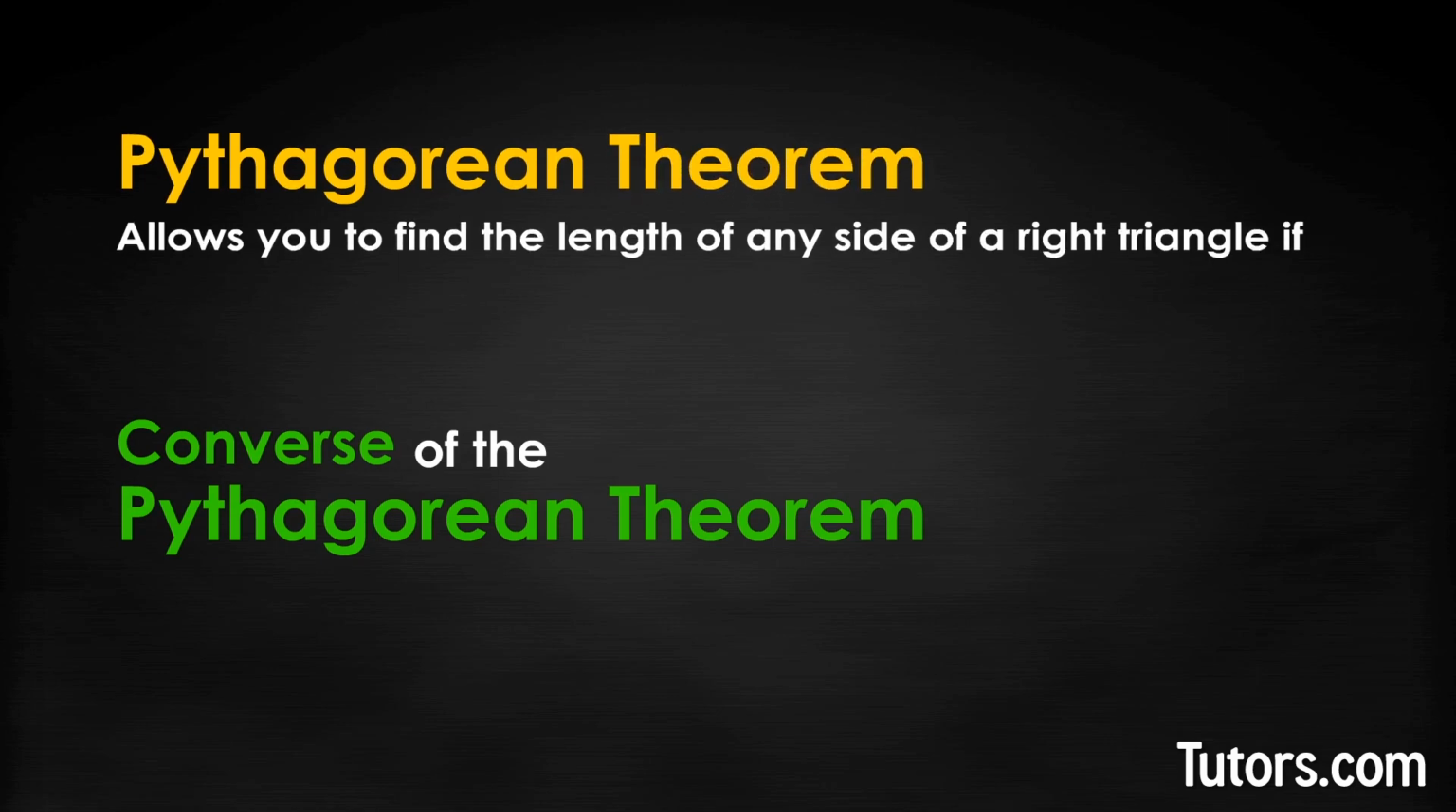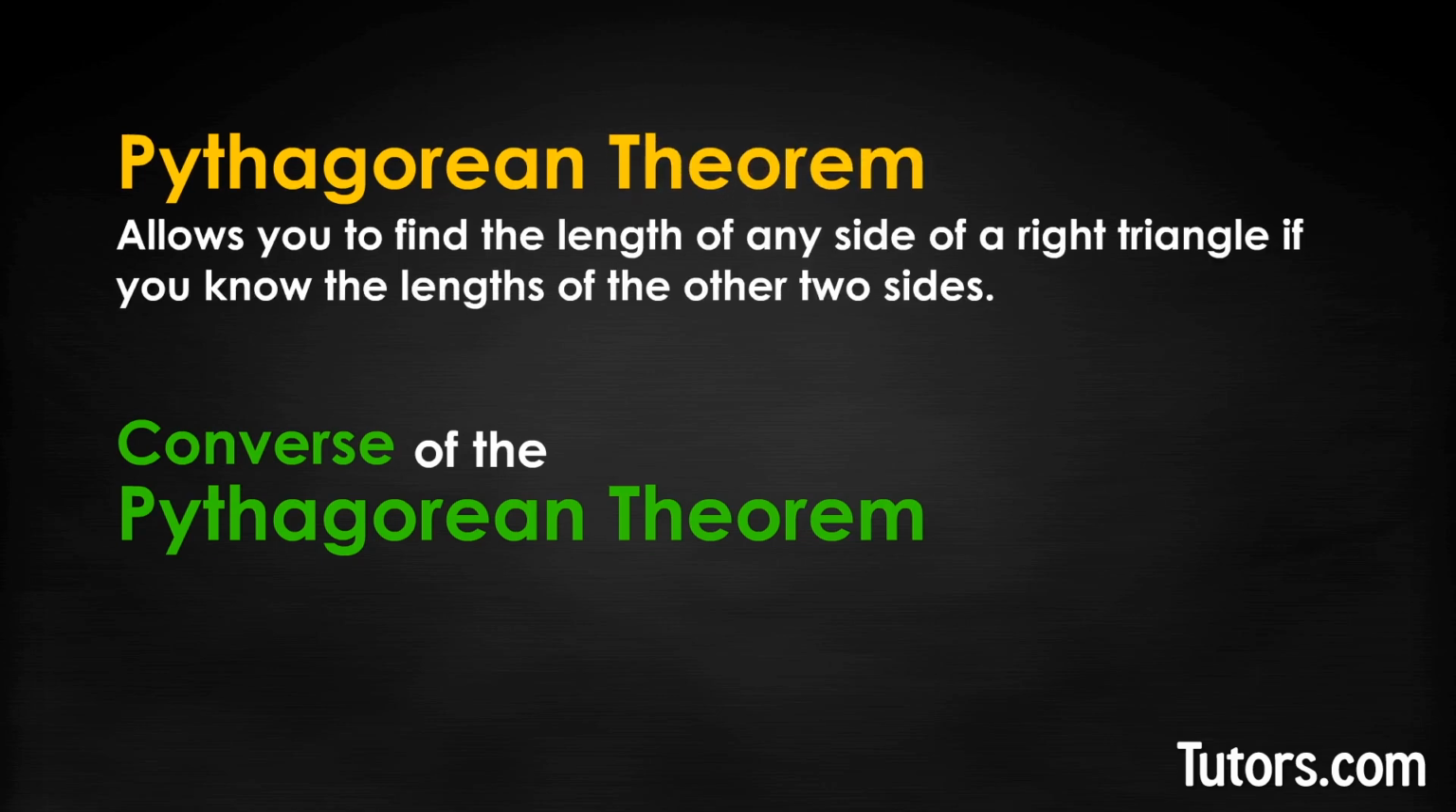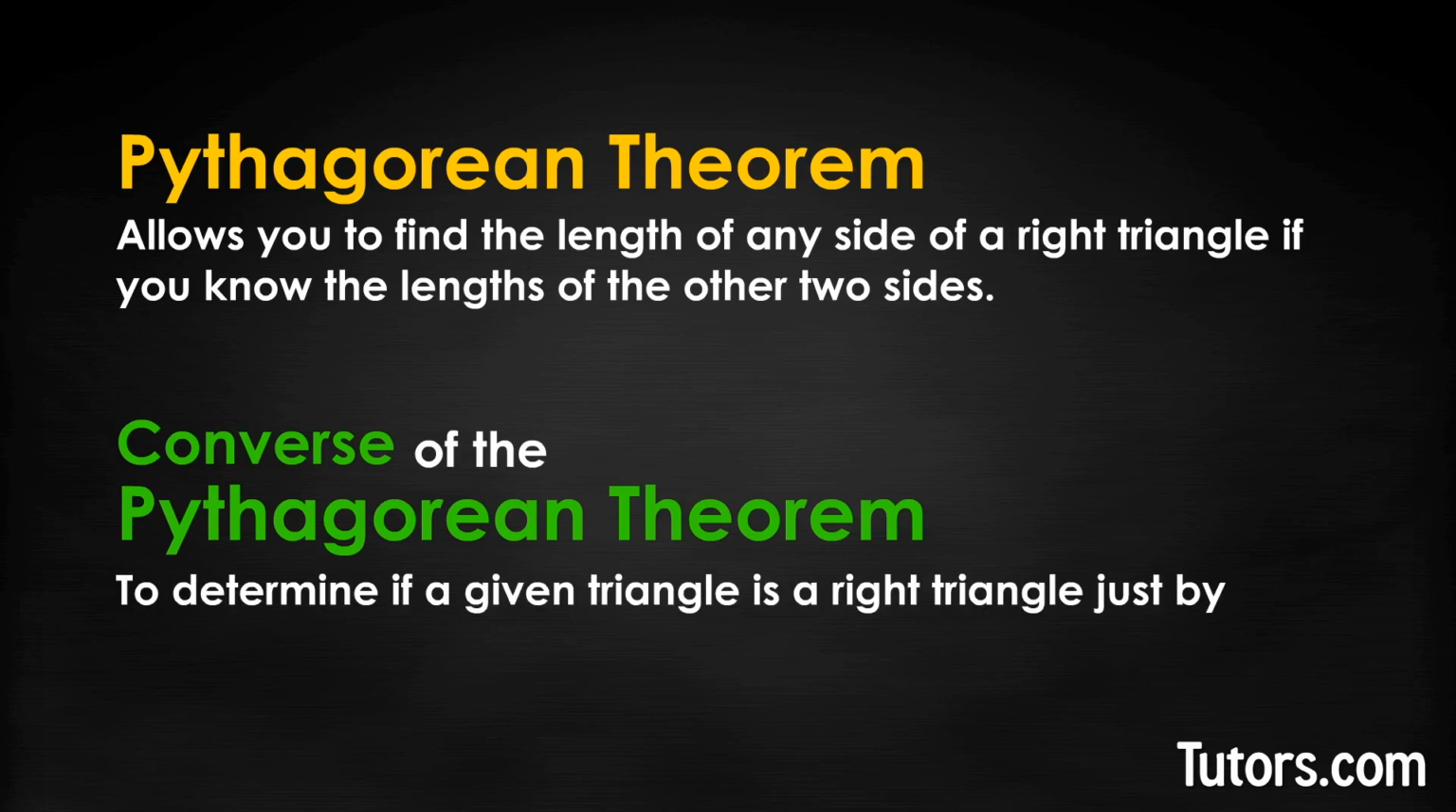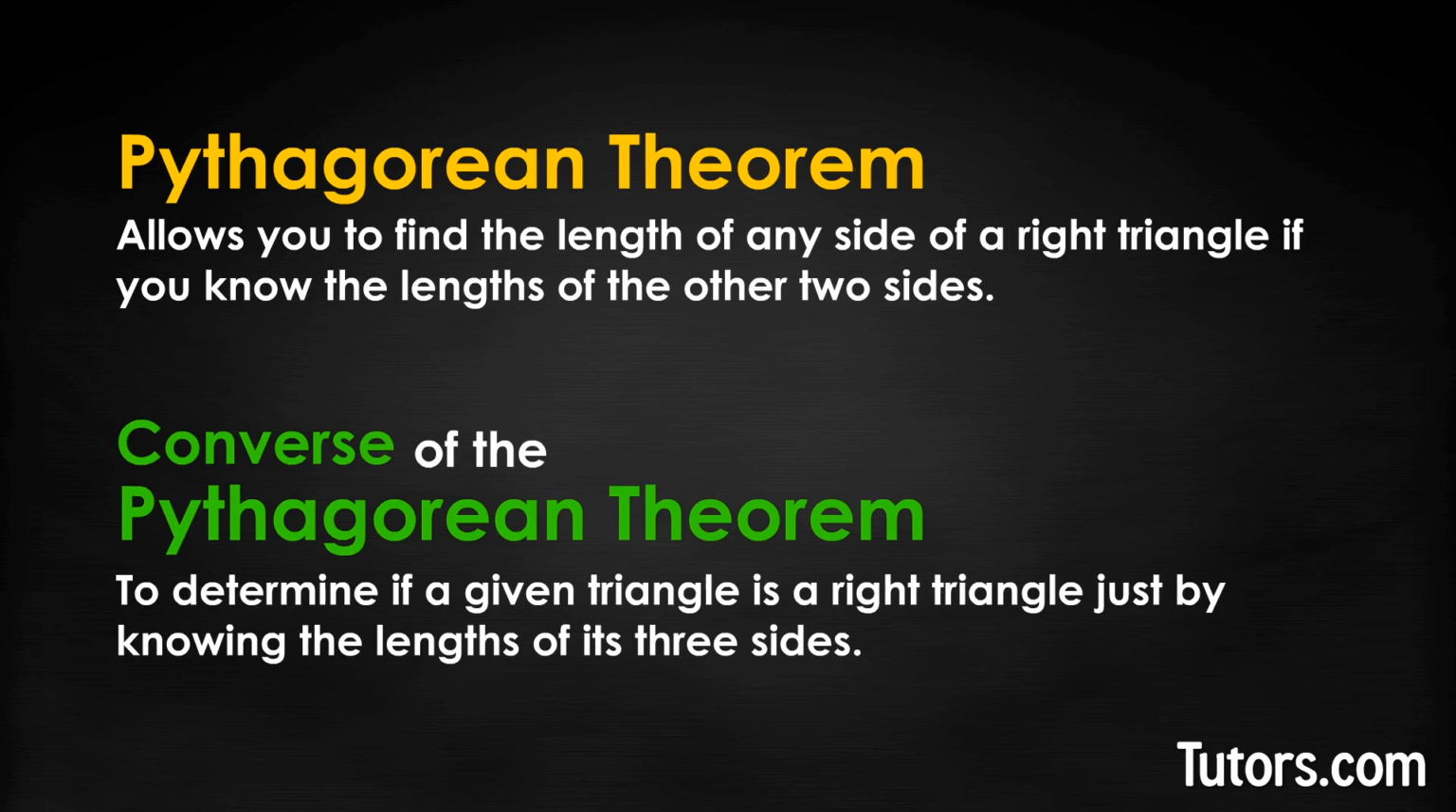The Pythagorean theorem allows you to find the length of any side of a right triangle if you know the lengths of the other two sides. It can be viewed in another way, as the Pythagorean theorem converse, to determine if a given triangle is a right triangle just by knowing the lengths of its three sides.